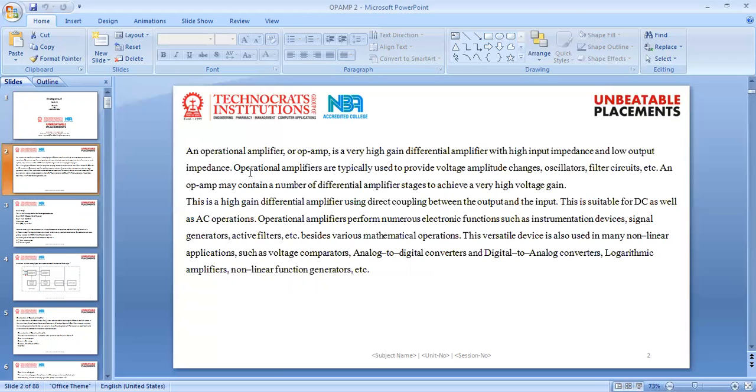This is a high gain differential amplifier using direct coupling between the output and the input. This is suitable for DC as well as AC operation. Operational amplifiers perform numerous electronic functions such as an instrumentation device, signal generator, active filter, etc. Besides various mathematical operations, this versatile device is also used in many non-linear applications such as voltage comparator, analog to digital converter, digital to analog converter, logarithmic amplifier, and non-linear function generator, etc.